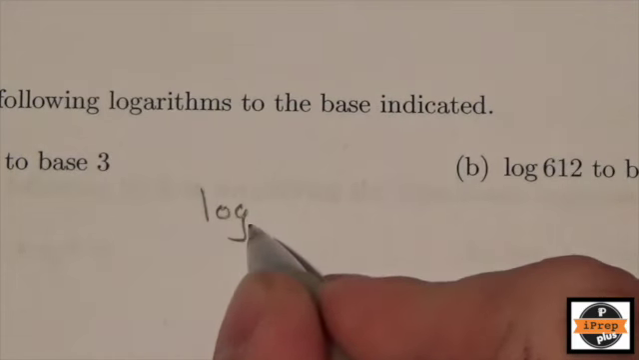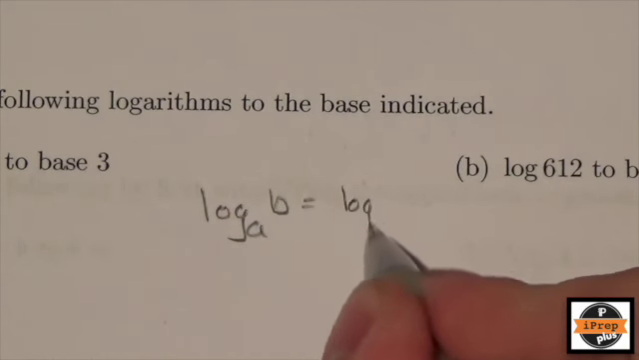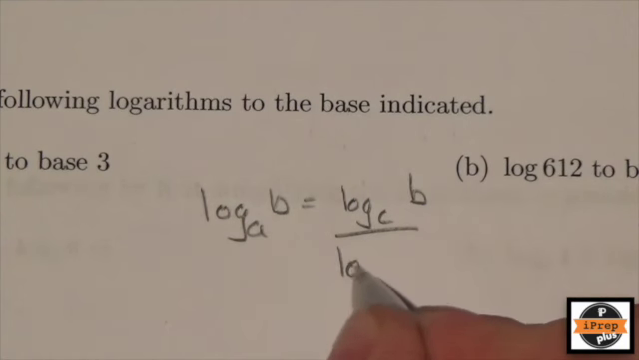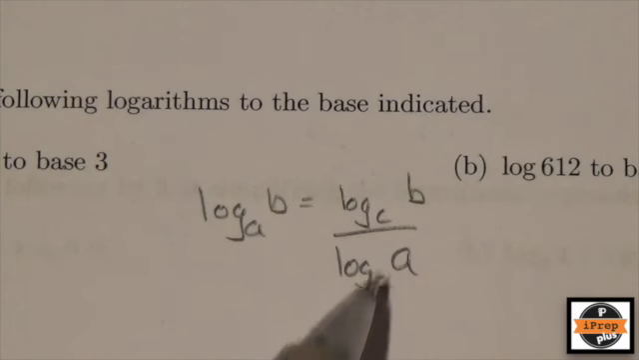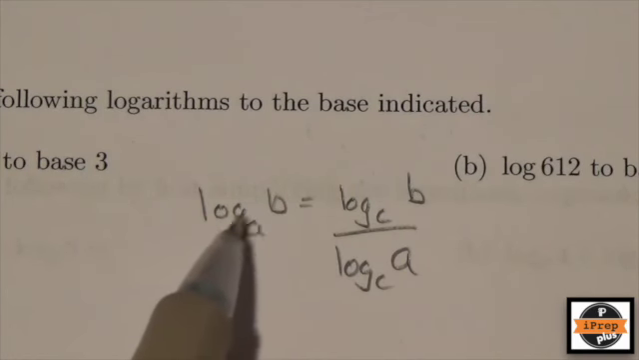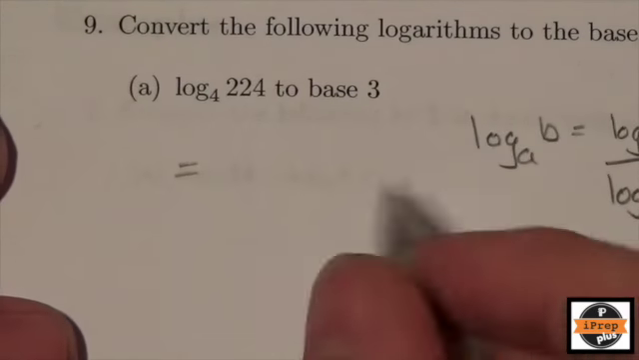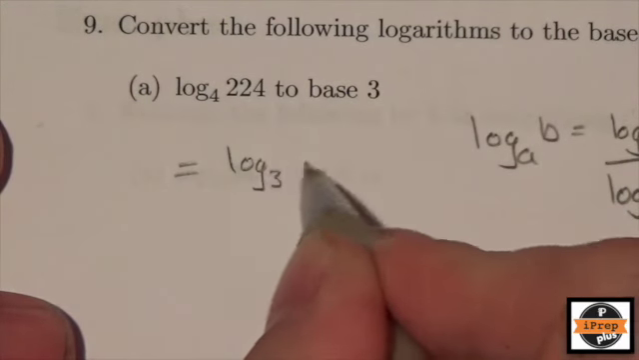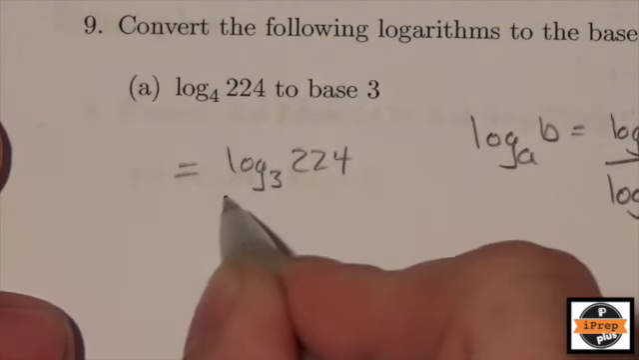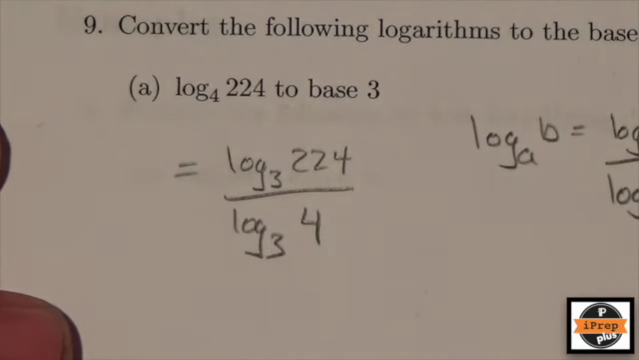The rule is the log base a of b is equal to the log base c of b over the log base c of a. As long as I take the same base logarithm of the argument over the base of the original, the ratio is the same. So to get this into base 3, I take the log base 3 of the argument, 224, over the log base 3 of the former base, 4. That's all we're asking for in this question. Don't want you to do anything else with it.